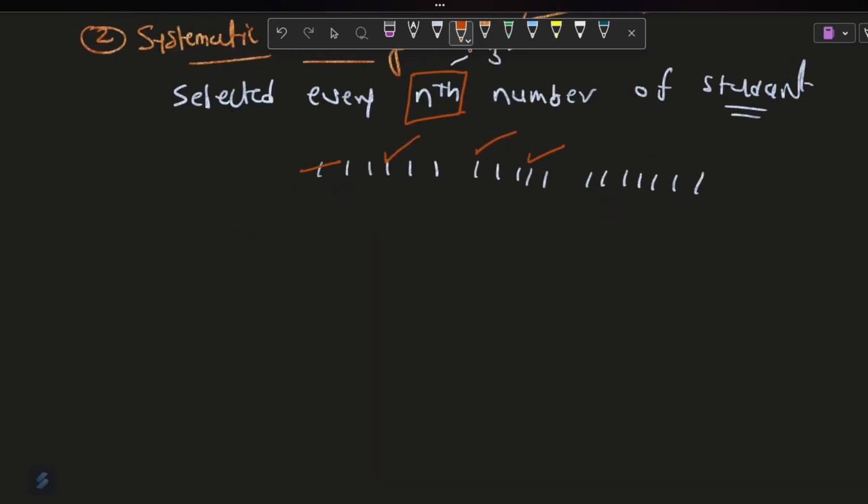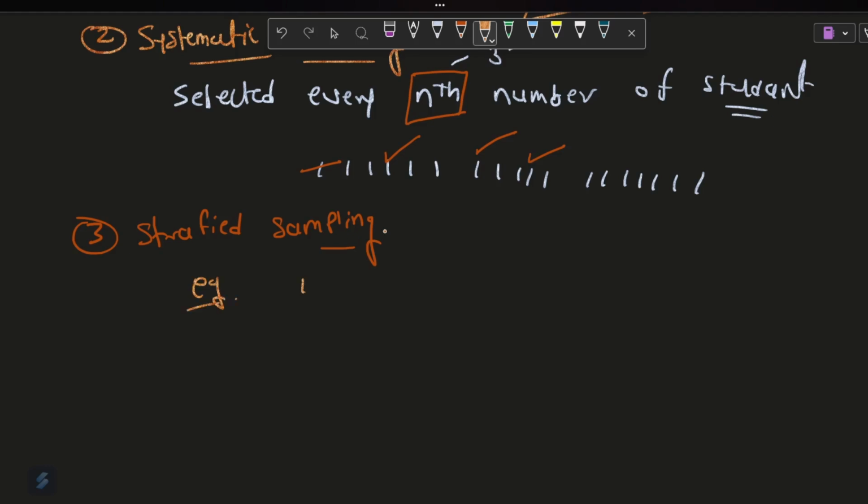When we talk about the third one, the third one is stratified sampling. Stratified sampling, what does it mean? It's about stratified sampling. Let's understand it better with an example.